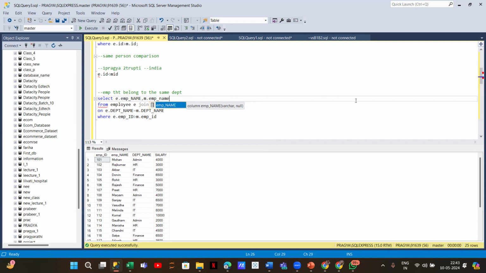Where E dot name is greater than M dot name? No, this will not work. Senthil, how will you be able to compare the names? How will this work? If I say Pragya is greater than Tripti, if I just say the name thing, will this work? Tell me. Okay, no worries, Kavita. Take care of your child. No, na. I can compare only the mathematical digits, right?